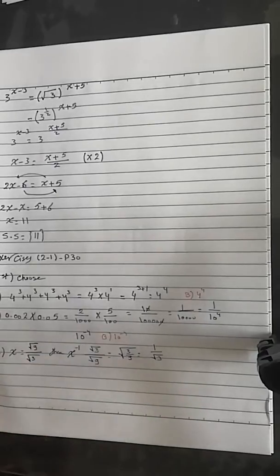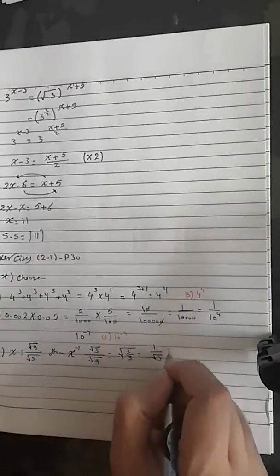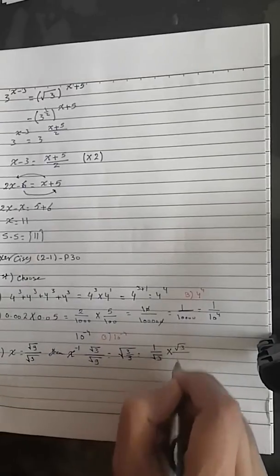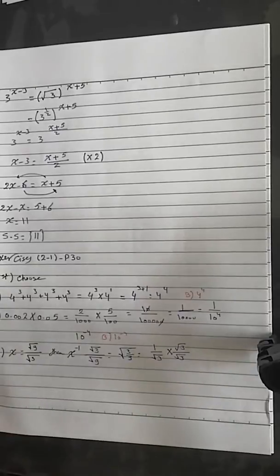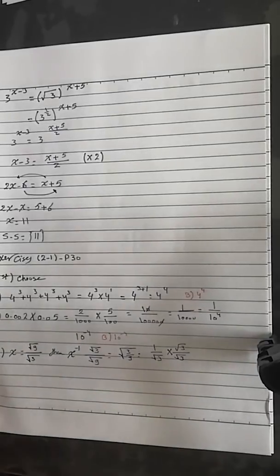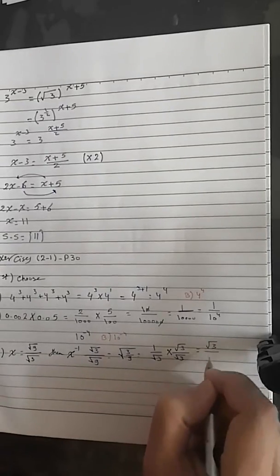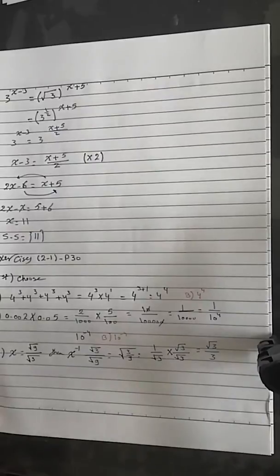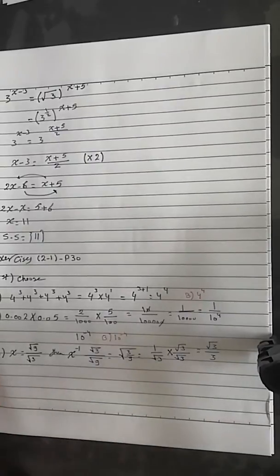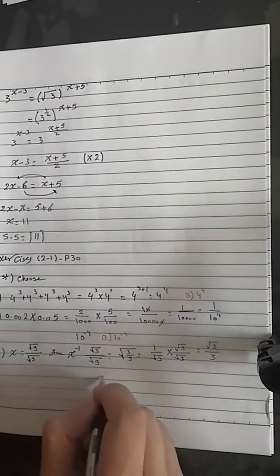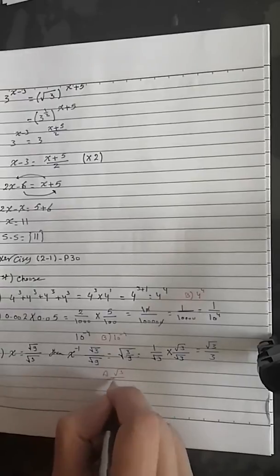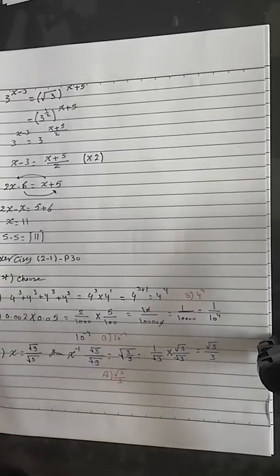I will multiply root 3 by root 3 over root 3, because we can't write a root in the denominator. It will be root 3 over 3 times root 3, which equals 3. So the answer is letter A, root 3 over 3.